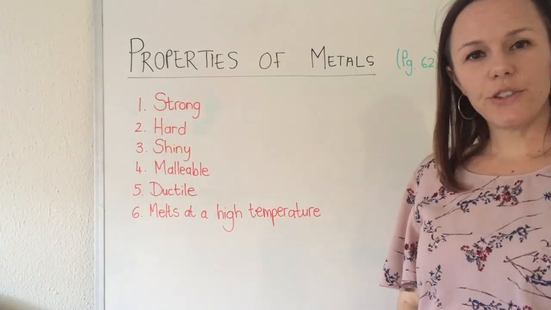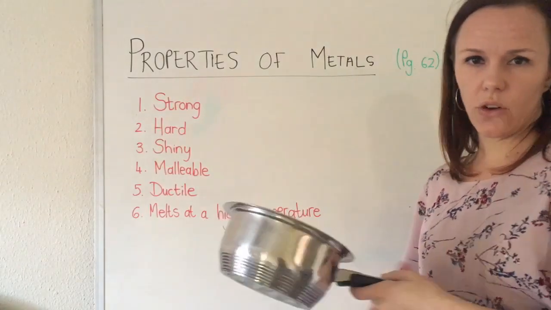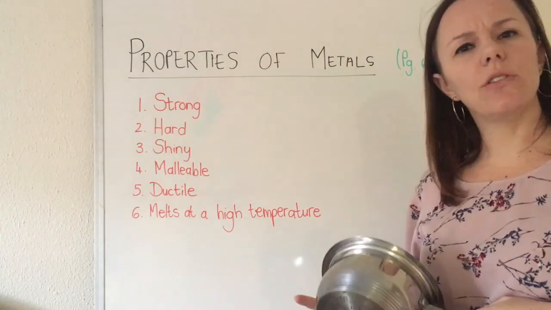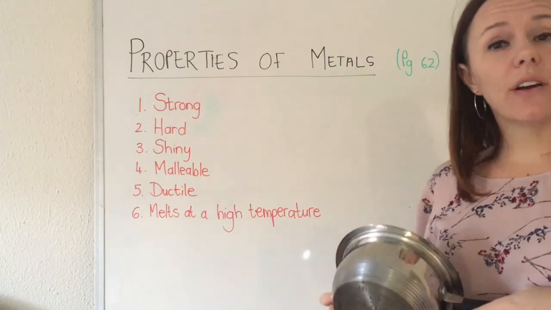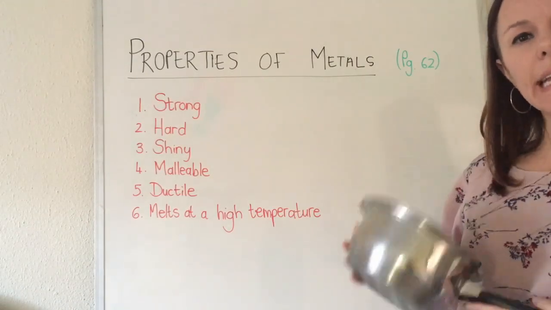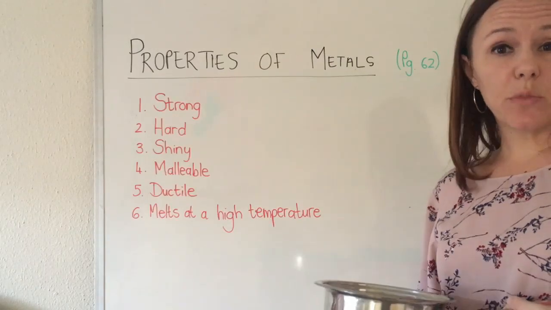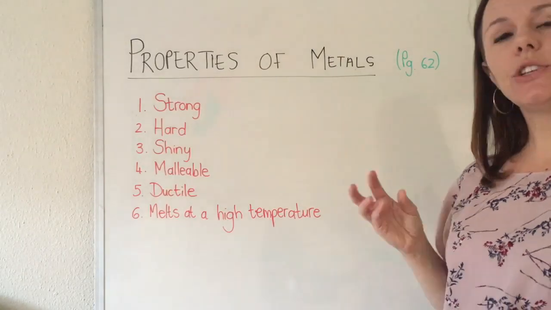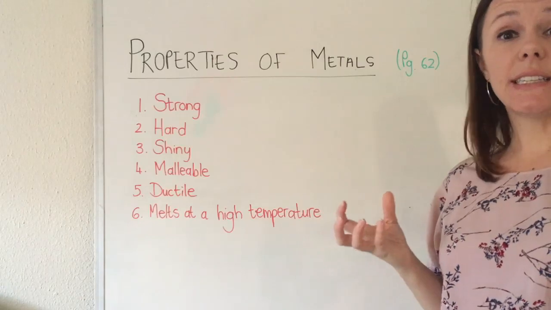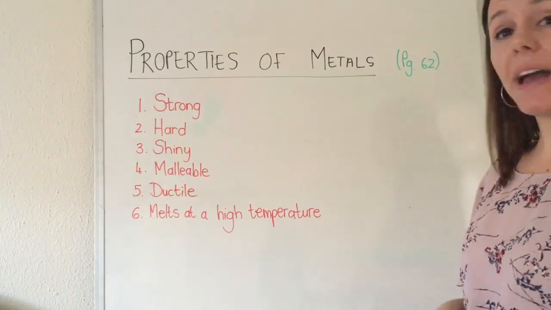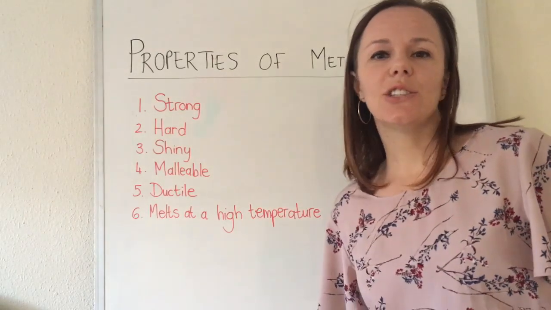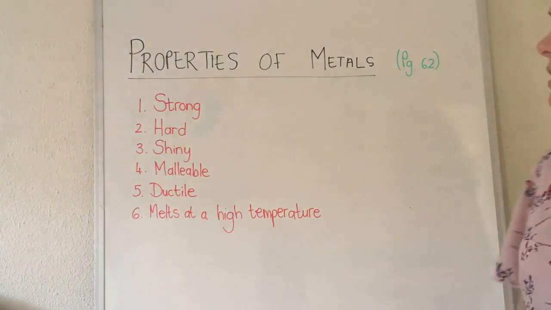So if we want to make this pot, for example, we won't make it with glass or rubber or fabric because we need something that is hard, that can go up to a higher temperature, and so on. So we choose the substance that we use to make something based on its characteristics. So let's have a look at the properties of metals.